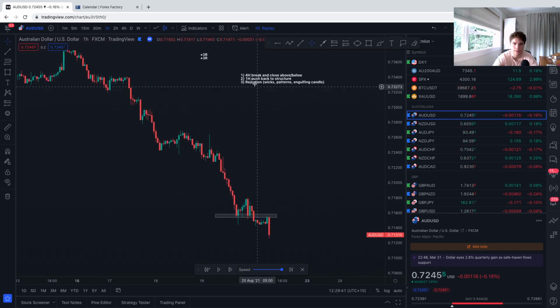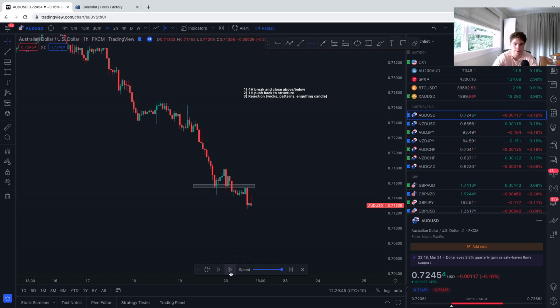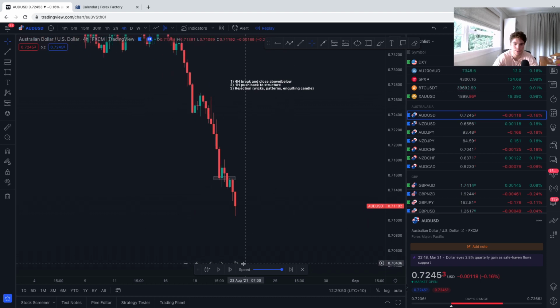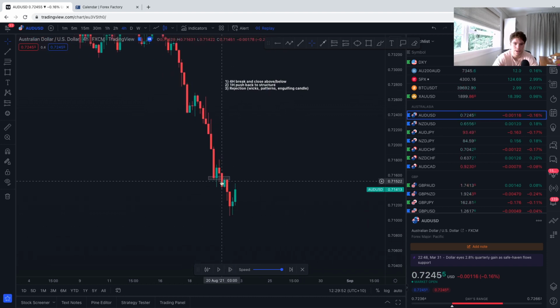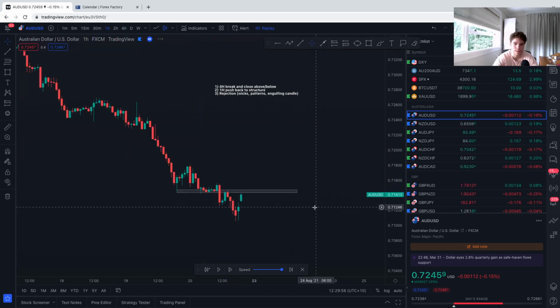Not quite liking that. No wicks in that one. Maybe we get a double top over here. No. Okay, so didn't see those wick rejections. Now we have a break and close below this previous low over here. Price is pushing back. Let's flip back to the 1H.